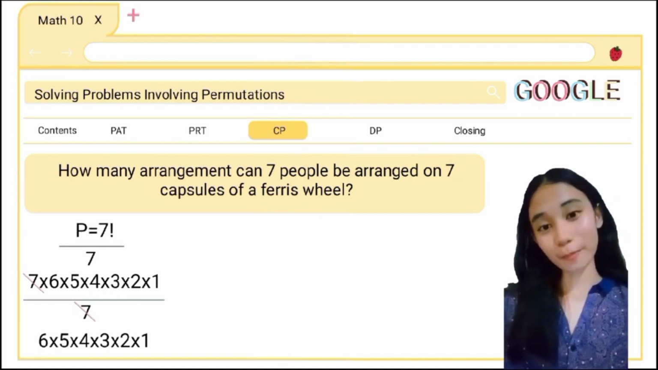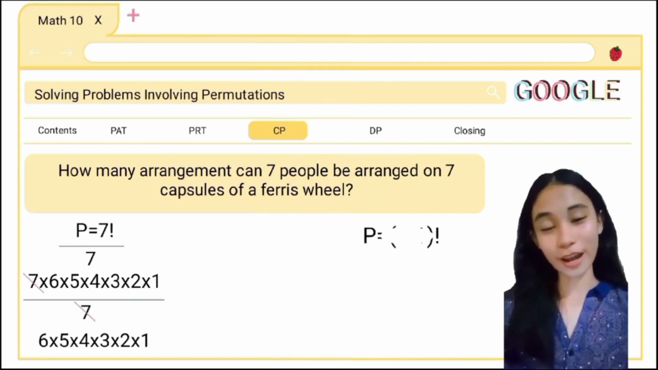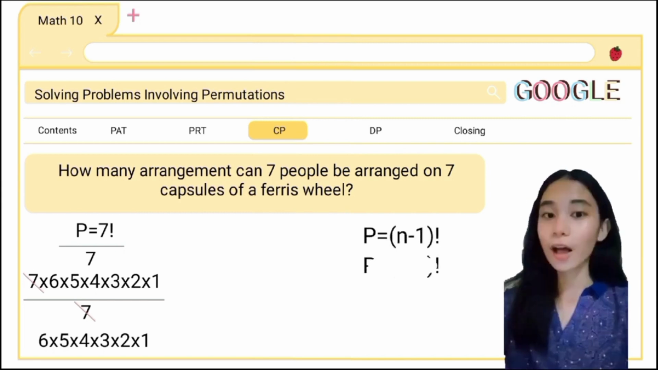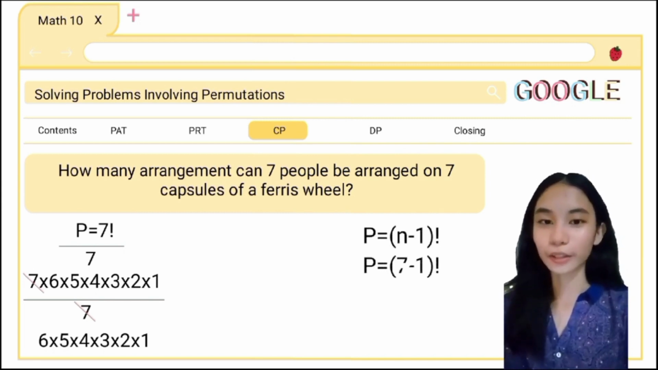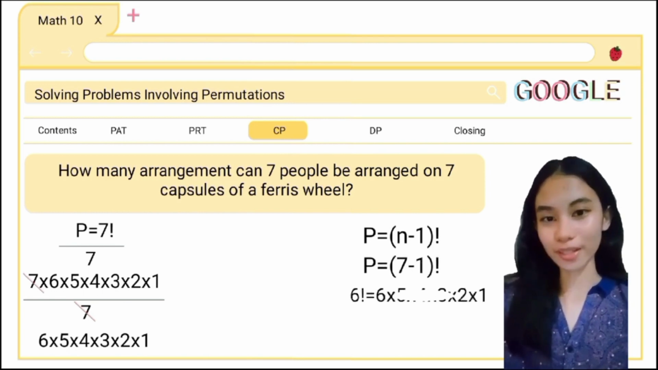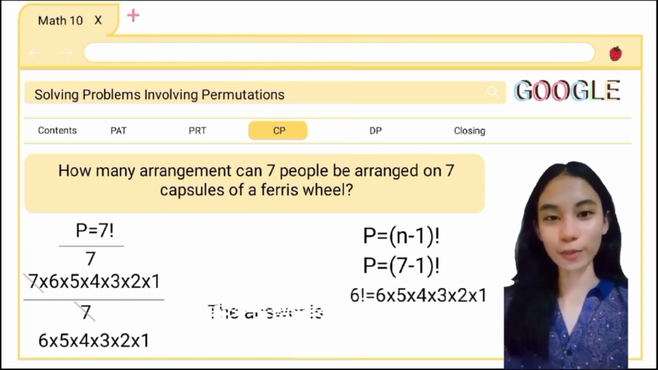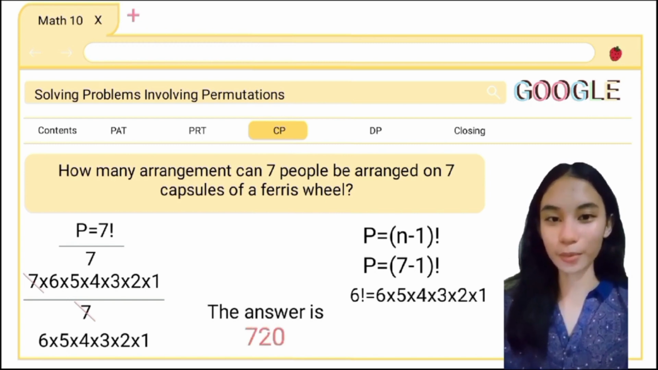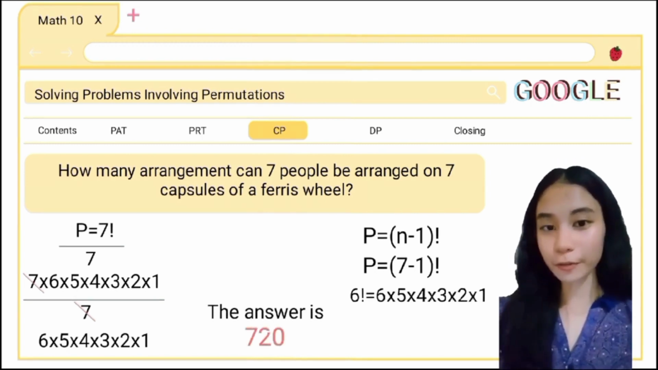Let's try to solve the same problem but in a different form. This time we will use permutation equals quantity n minus 1 factorial. Substitute the n and subtract 1. Then solve 6 factorial by multiplying 6 by all the numbers less than 6, and then your answer will be the same, 720 ways. Now, let's try to solve a different problem.